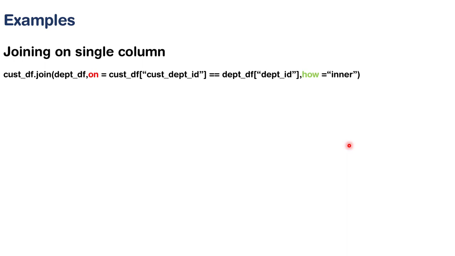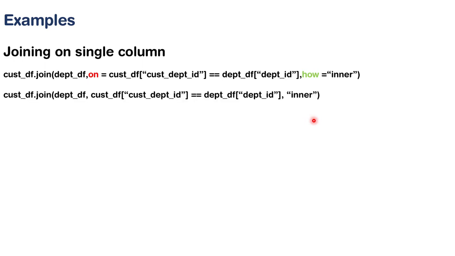Suppose you're joining two tables on a single column, how should the syntax be? We are joining the customer df with department df, and how we are joining is on customer department id, and from the department data frame we are joining on department id. So basically we are joining between two department id columns. Then how we are joining is inner, so we are doing an inner join between these two data frames. But these on and how keywords are optional, so either you give them or you don't provide these arguments, that's up to you.